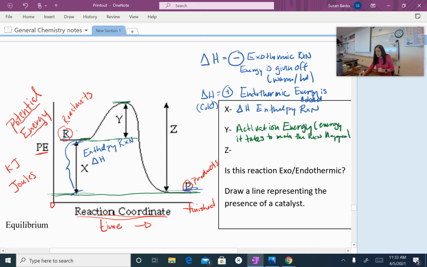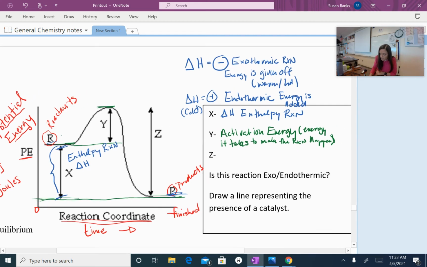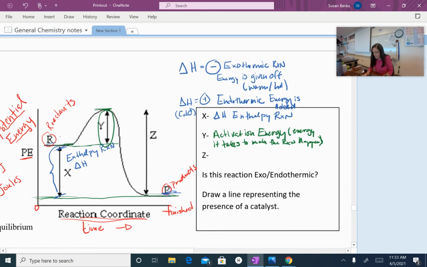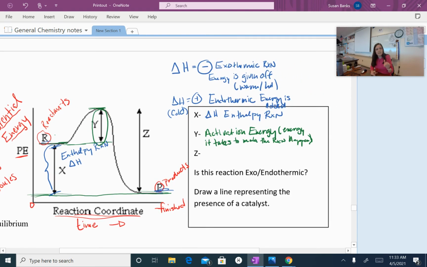If I don't put that energy in, even though this reaction on this graph is exothermic, it's releasing energy, we don't have the energy to break those bonds of our reactants and start forming the bonds of our products. It takes energy to have a reaction happen, even if that reaction is exothermic.